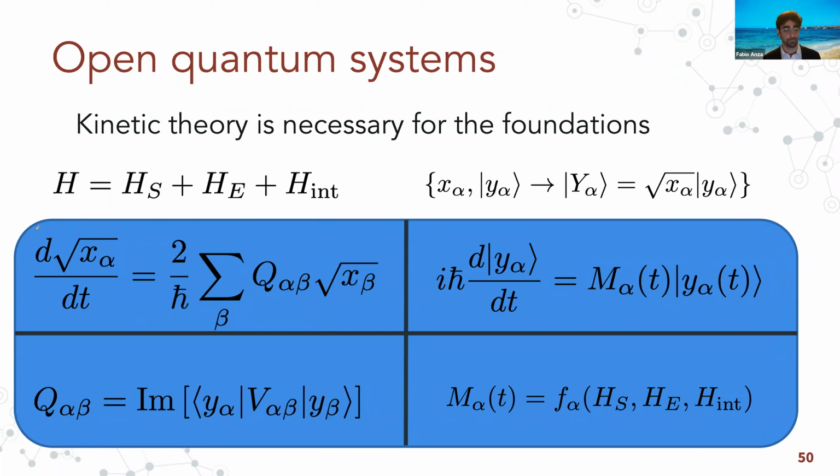First, the probability vector x_alpha evolves in this way, and it's more convenient to write the evolution for the square root. This is just a mathematical convenience, because the defining characteristic of probabilities is that they are larger than 0 and they all sum to 1. So the sum over alpha of x_alpha equal to 1 is equivalent to the sum over alpha of square root of x_alpha squared equal to 1, which is the equation of a sphere.